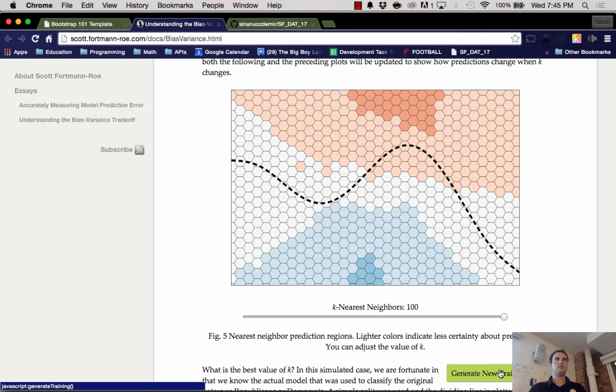Yes? So if you had a perfect model, would the variance and bias also be low? Would in a perfect model, would the variance and bias be low? Yes.